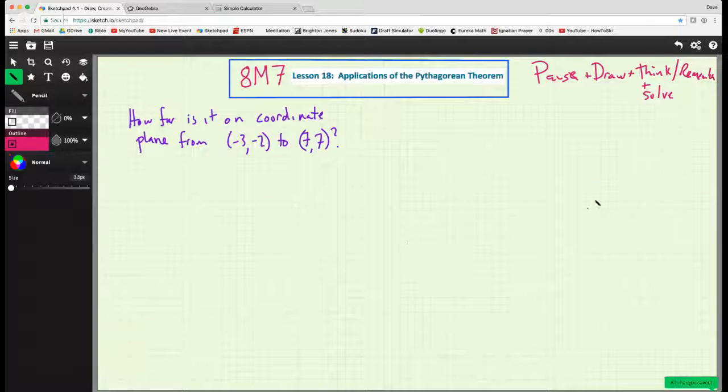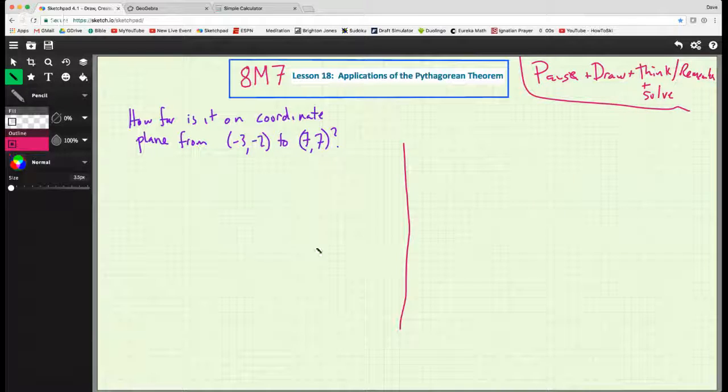Okay. I assume you're back, so let's give this a go. So let's draw our coordinate plane. We don't have to do this exactly because, I'll show you why. We can go -1, -2, -3. So this here is -3, -2. And let's go 1, 2, 3, 4, 5, 6, 7.